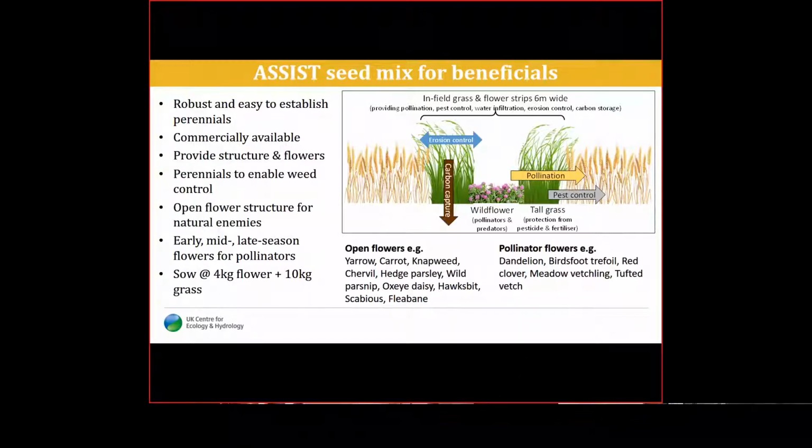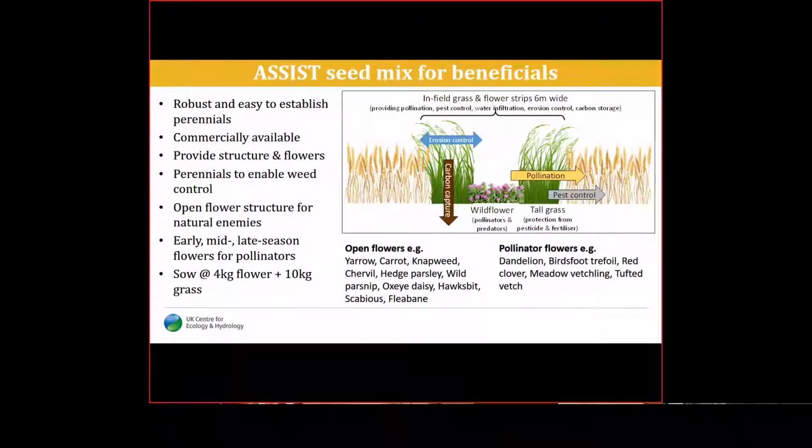You need a progression of flowering from early through to late season, particularly for the pollinators. And we wanted a reasonable seed rate that wasn't going to break the bank, so 4 kilograms of flowers at 10 kilos of grass. This is, though, an experimental seed mixture, and it will be refined as we learn from the ASSIST study. But the sorts of open flowers we've put in are things like yarrow, carrot, knapweed, and a lot of umbellifers, like hedge parsley, chervil, wild parsnip, which are again these open flowers, candelabras almost, for the beneficials to get nectar on.